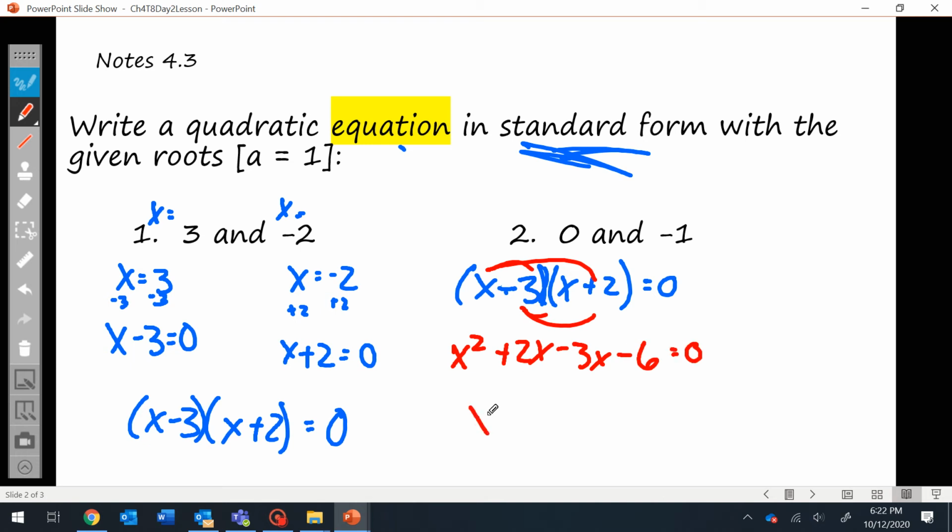Combine the like terms, x squared minus x minus 6, and this quadratic equation, in standard form, would have the roots 3 and negative 2. It would have the solutions 3 and negative 2. Alright? Because I knew what factors these went with, and then I just need to distribute to put it into standard form.